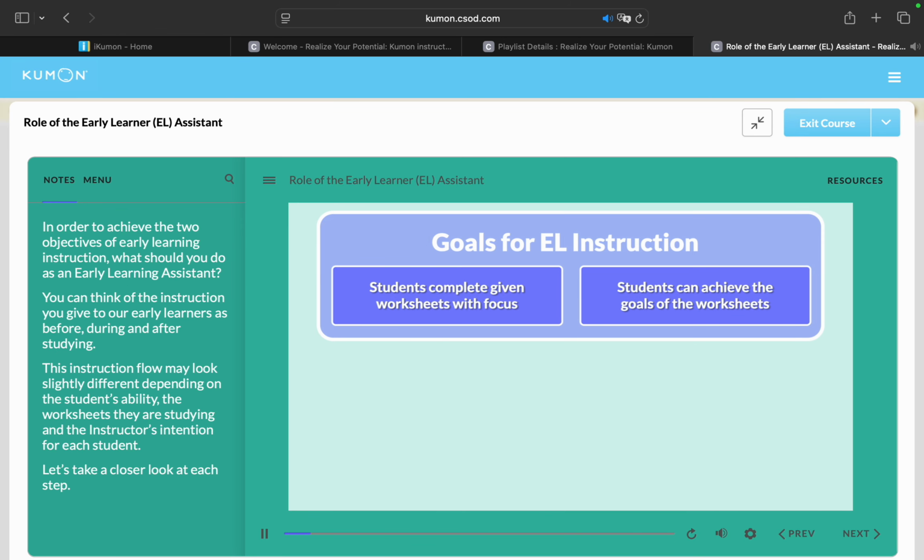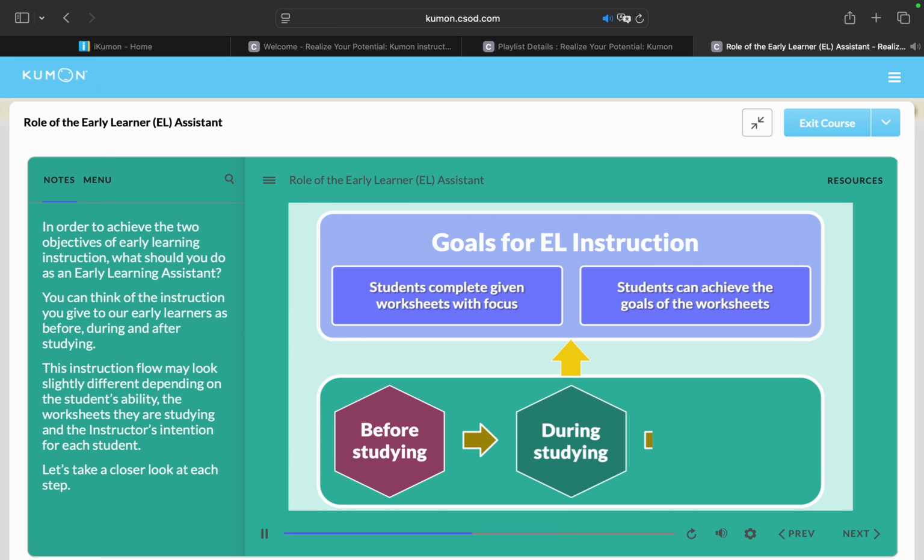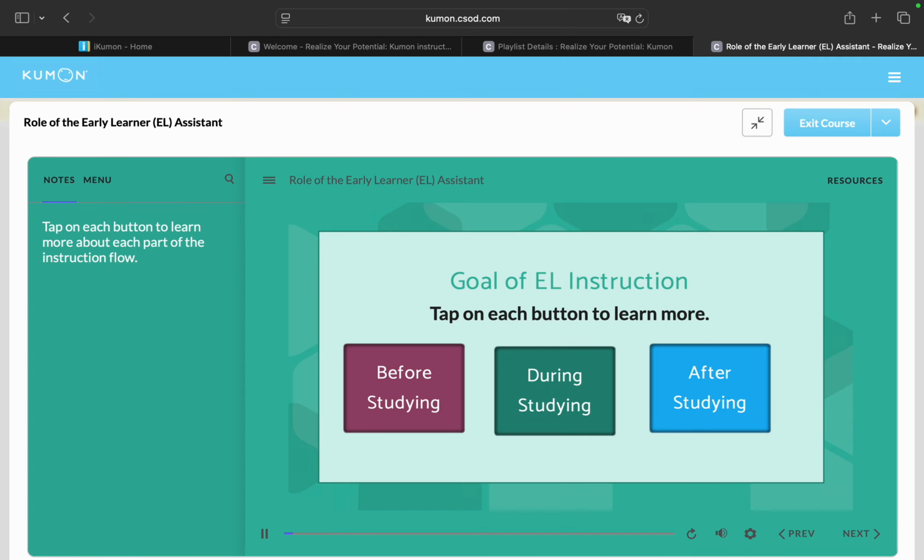In order to achieve the two objectives of early learning instruction, what should you do as an early learning assistant? You can think of the instruction you will give to our early learners as before, during, and after studying. This instruction flow may look slightly different depending on the student's ability, the worksheets they are studying, and the instructor's intention for each student. Let's take a closer look at each step. Tap on each button to learn more about each part of the instruction flow.